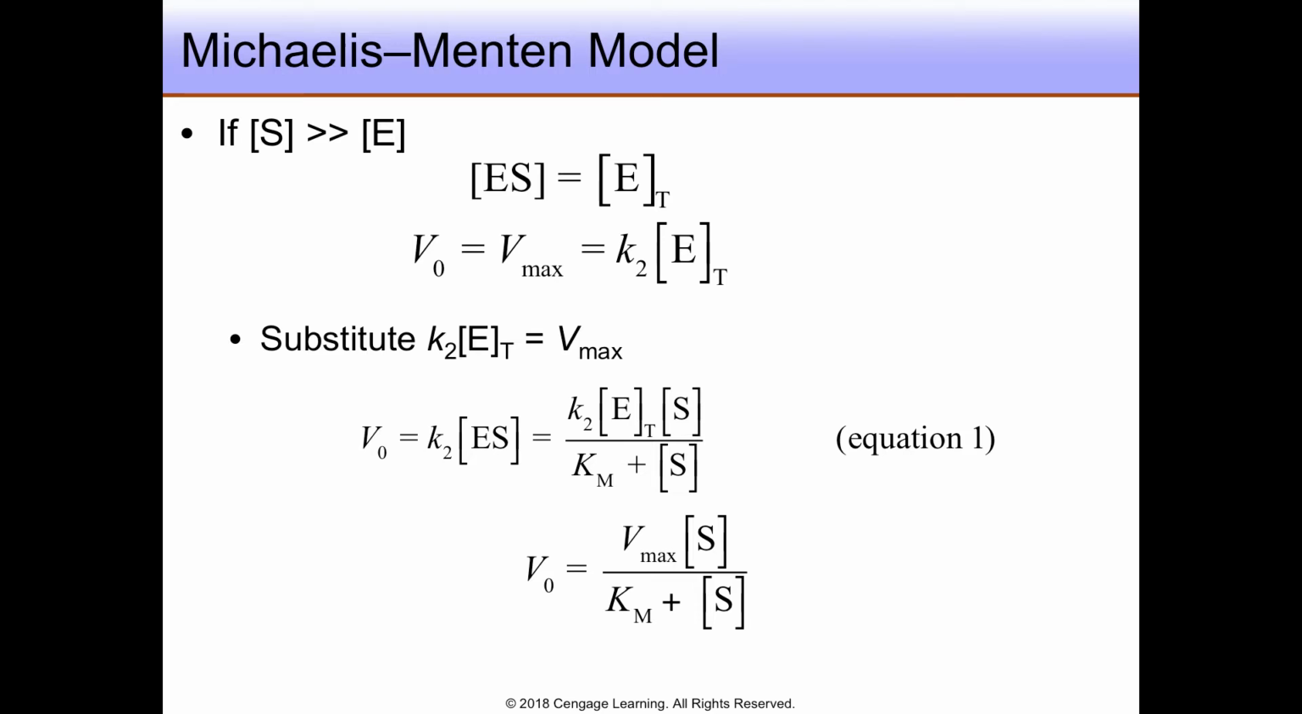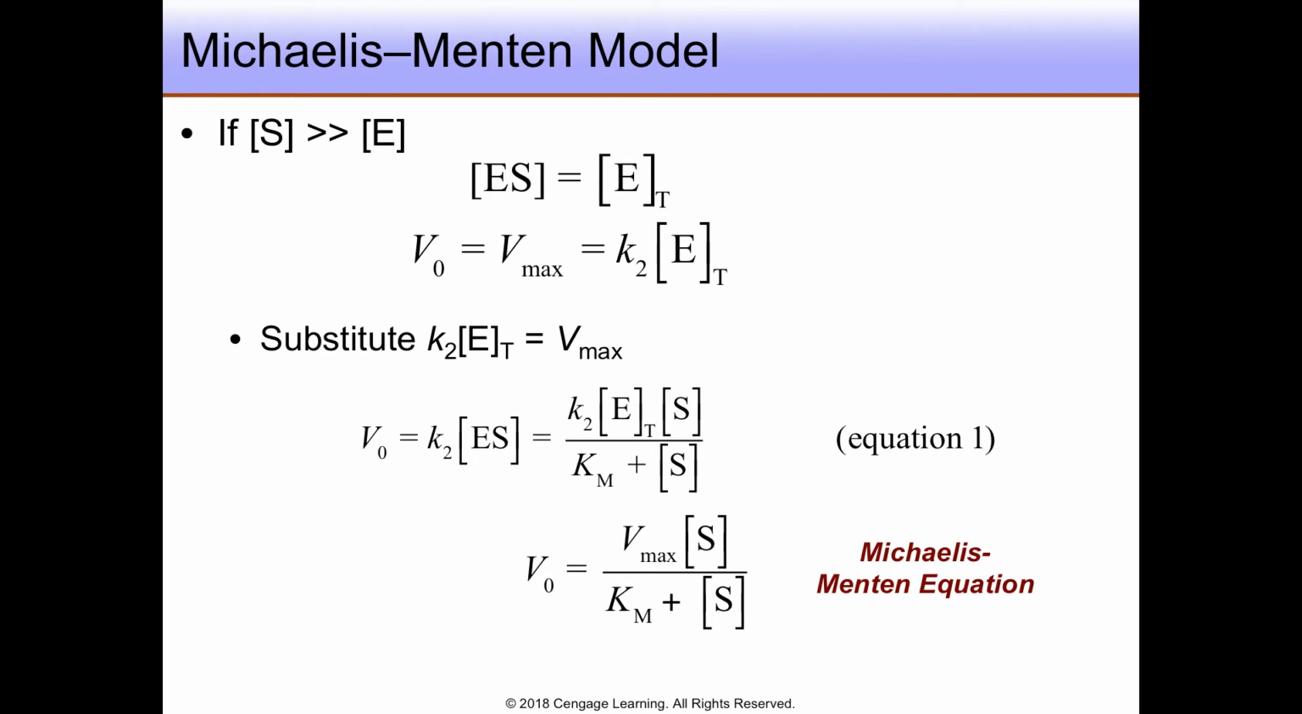Let's remind ourselves that we are operating under steady-state conditions, that the concentration of substrate is so high that all of the enzyme molecules are bound to substrate. This means that the concentration of ES is simply equal to the total concentration of enzyme, or concentration of E sub T. Under these conditions, we are at zero-order kinetics, and the velocity has reached its maximum value. V0 is equal to Vmax.